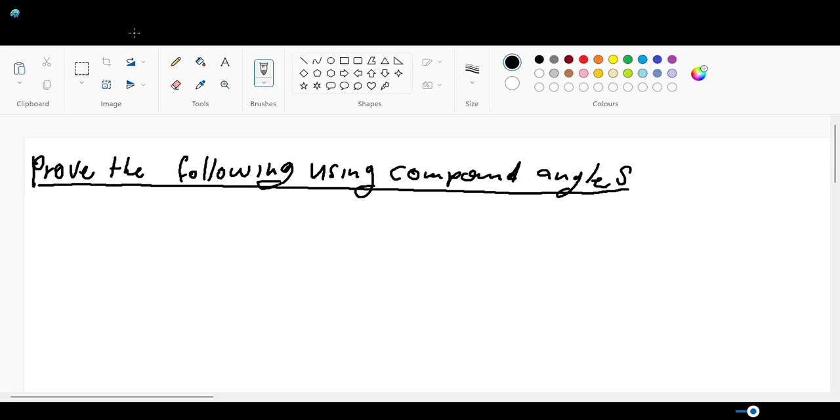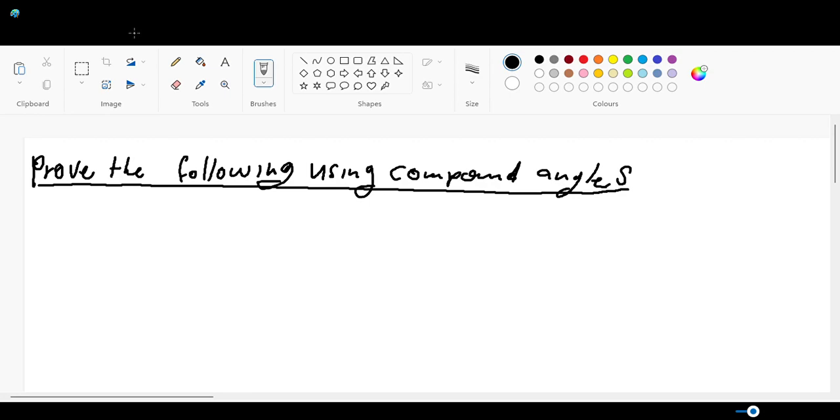Today in this video I'll be proving, using the compound angles, the 180 rule and the co-ratio rule. If you don't know compound angles, I touched on the formulas in the previous video, so I'm going to leave the link in the description, and also the icon on top of this video. You can click it to watch the compound formulas.